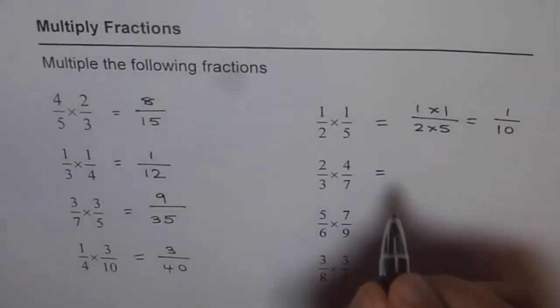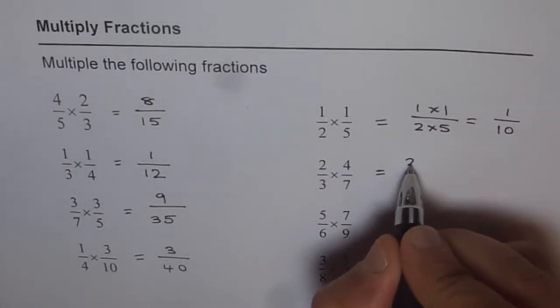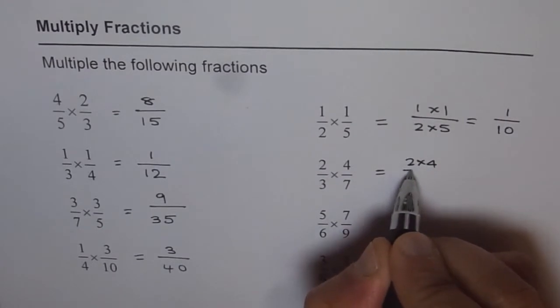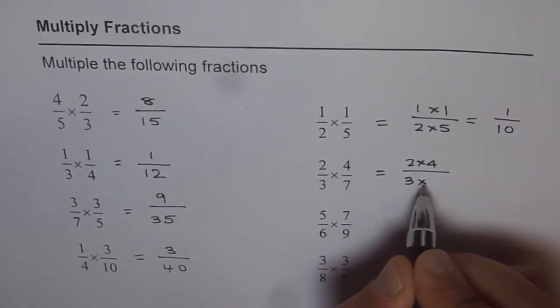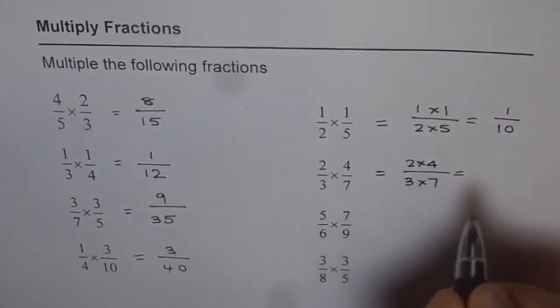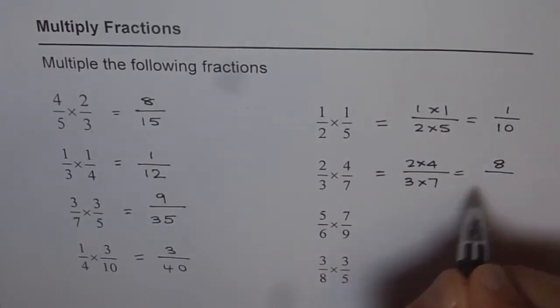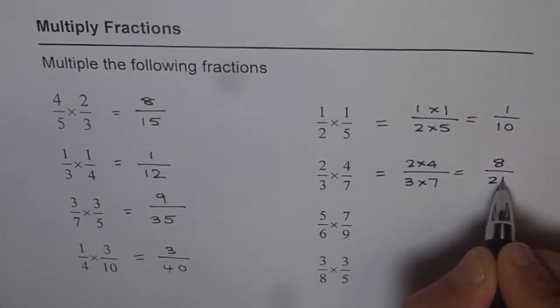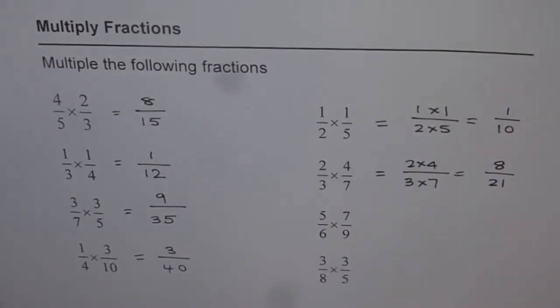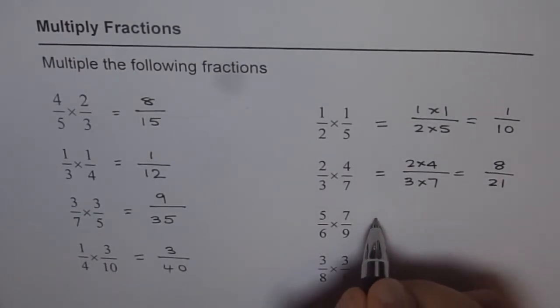Let's do some more. So we'll do 2 times 4. So I'm writing here for you. 2 times 4 divided by 3 times 7. Now 2 times 4 is 8 and 3 times 7 is 21. So that is our answer. I hope you've understood how to multiply fractions.